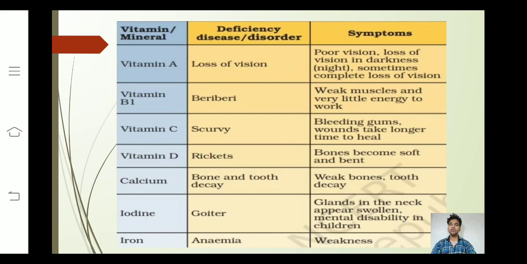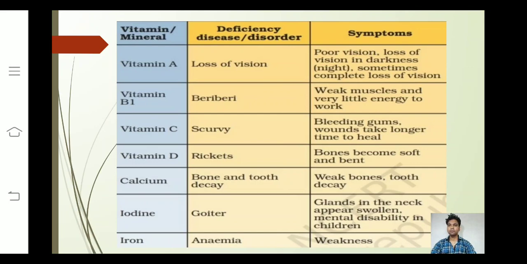The first one is vitamin A. Due to its lack we lose vision. The symptoms are poor vision, loss of vision in darkness or at night, sometimes complete blindness. Vitamin B1 deficiency is the cause of beriberi. The symptoms are weak muscles and very little energy to work.